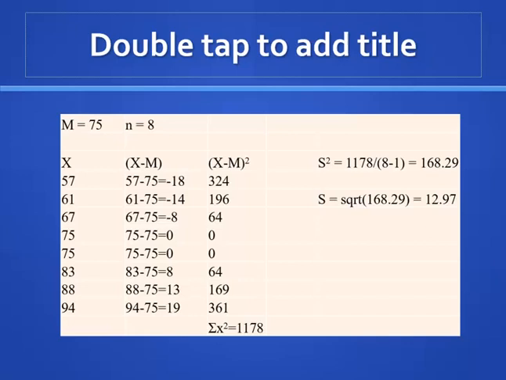Now I want to compute the standard deviation. So all I do is take the square root of this variance, and it gives me a standard deviation of 12.97. If you didn't get that right, you're going to want to pause the video right here, look at the work that I've done, compare it to yours, and make sure that you understand before you continue.